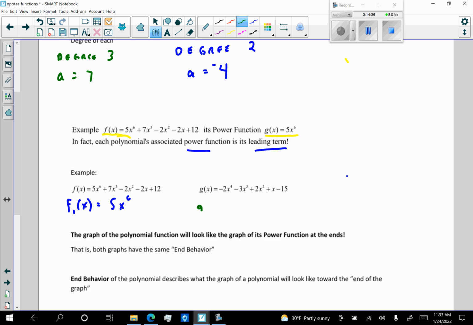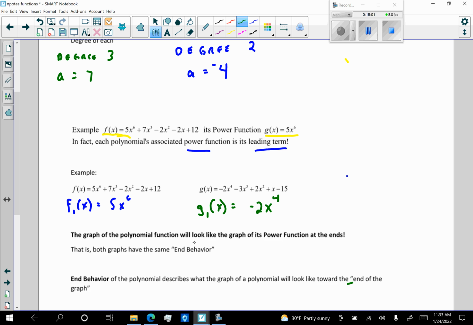This guy right here, what is this? We're not going to call it g, we can't because this is g. We're going to call it g with a subscript. The power function of this guy is -2x to the 4th. What? Yes, indeed. Again, I ask you, why?